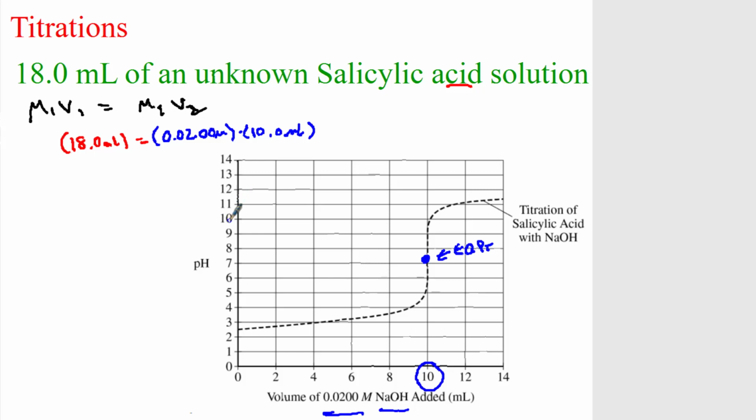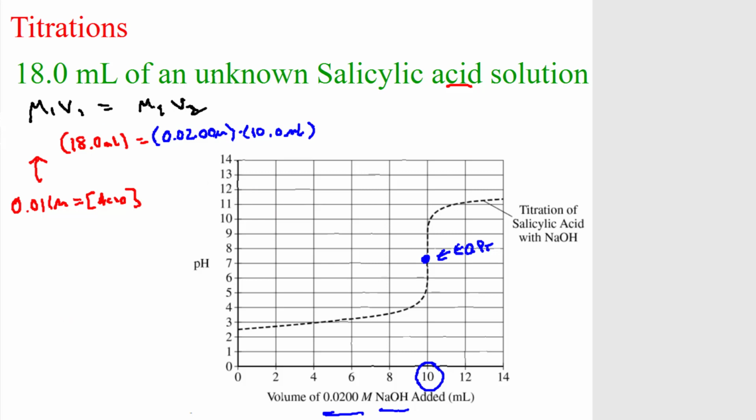10.0 milliliters of, which means multiply, the 0.020 molar. And so when I do this calculation, 0.02 times 10 divided by 18, I end up getting my concentration of my unknown salicylic acid: 0.011 molar. That is my concentration of my salicylic acid. That's the concentration of my acid right there. And I did that using what's called a titration.